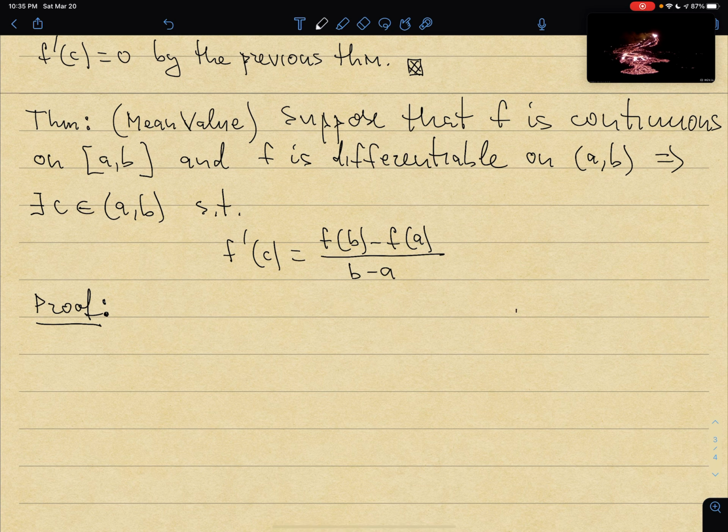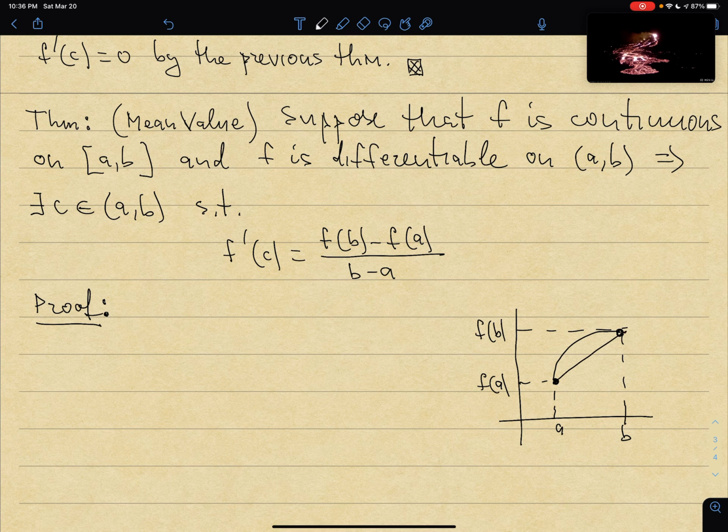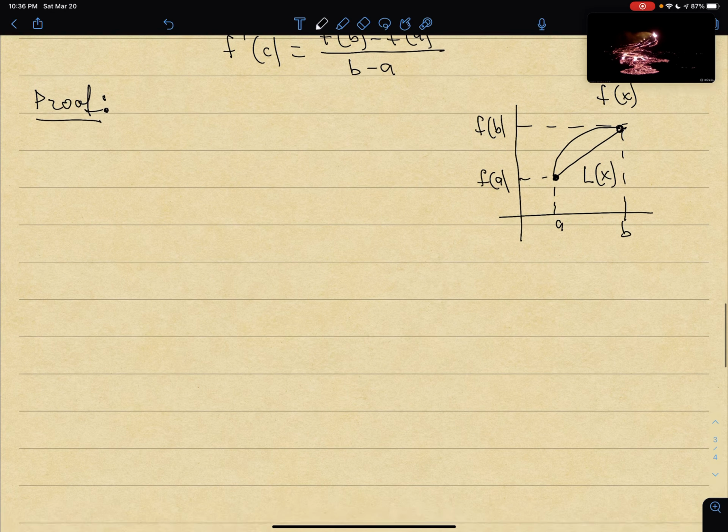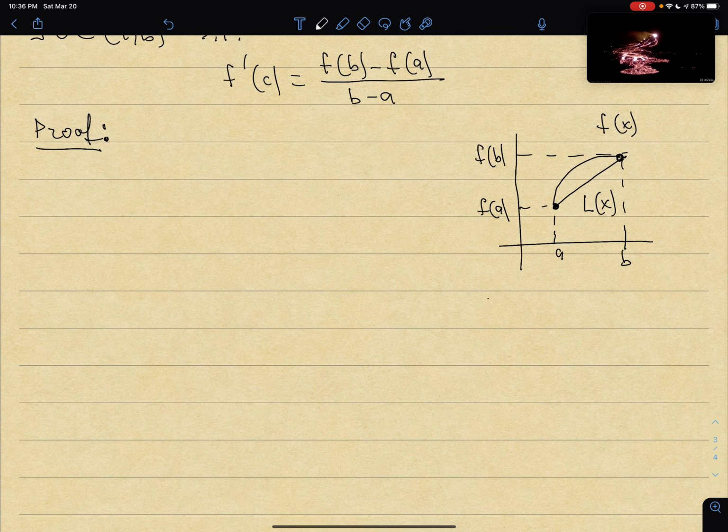Let me draw one more picture before I write down the proof. So in this case, we have some function that connects (a, f of a) to (b, f of b). And we need to consider a line which connects the two endpoints, right? So I have a function f of x, and I'm going to denote the line for a moment as L of x. If I look at f of x minus L of x, and in fact, I can call this h of x.